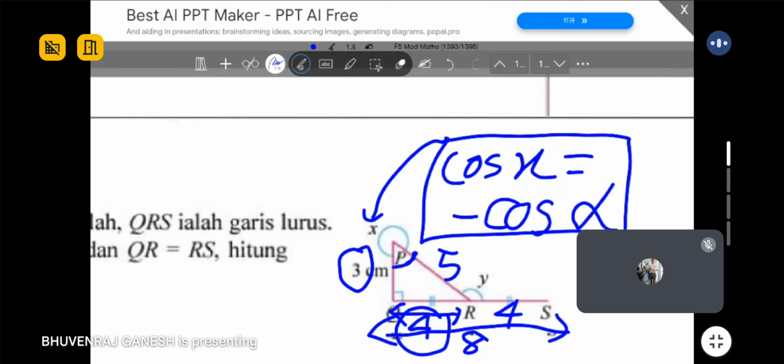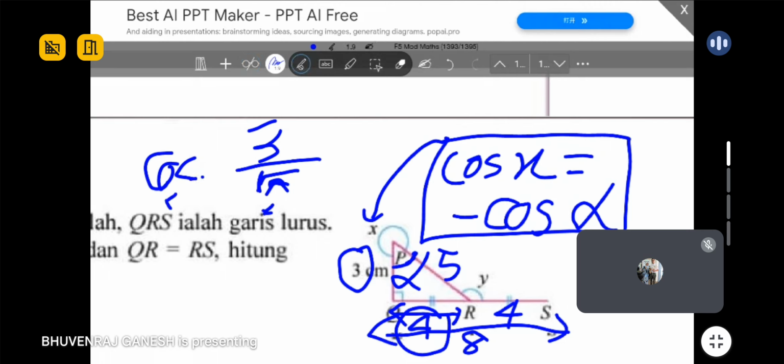So cos alpha sama dengan bersebelahan bahagi dengan hypotenuse. Adjacent over hypotenuse. So alpha is over here. So adjacent is 3 and then hypotenuse is 5. So you can find the value. Cari nilai dia. Cos alpha equal to 3 over 5.